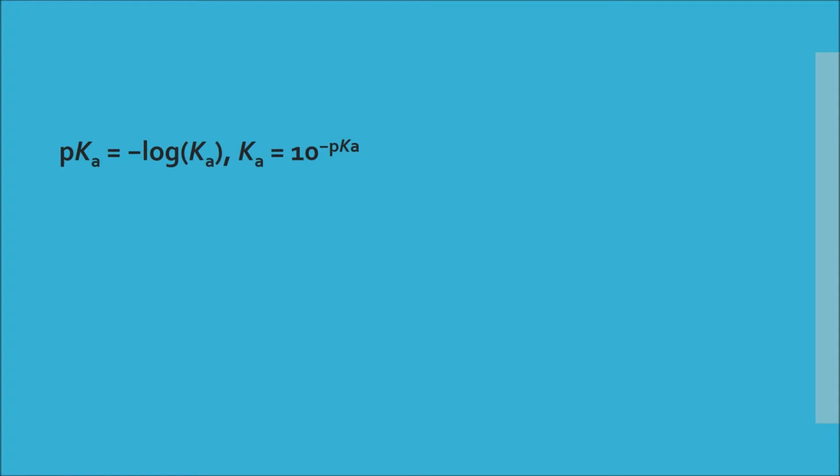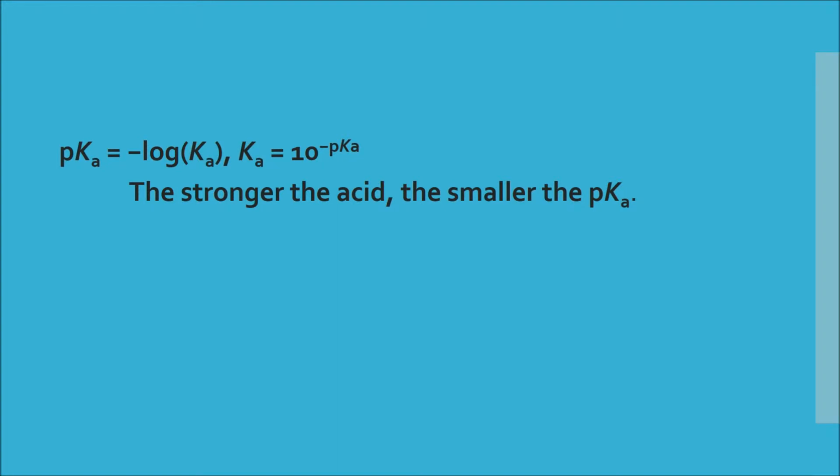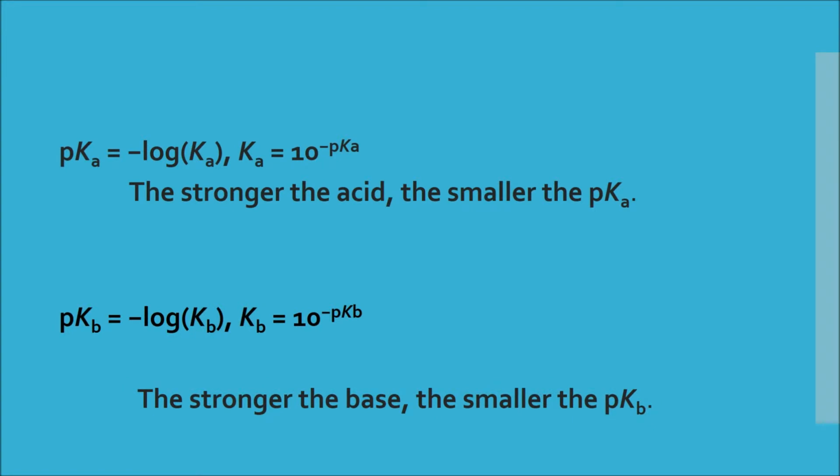Now, pKa is a measurement of how strong an acid or base is. So pKa is the negative log of Ka, which we described earlier as the acid dissociation constant. And so the stronger an acid, the smaller the value of the pKa. Similarly, we can measure pKb, which is the negative log of Kb, and of course Kb is 10 to the minus pKb. And again, the stronger the base, the smaller the pKb.